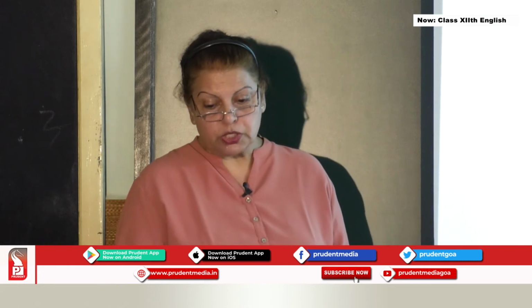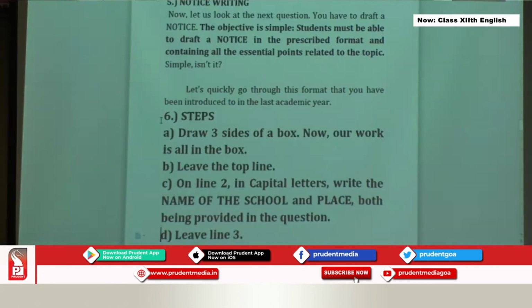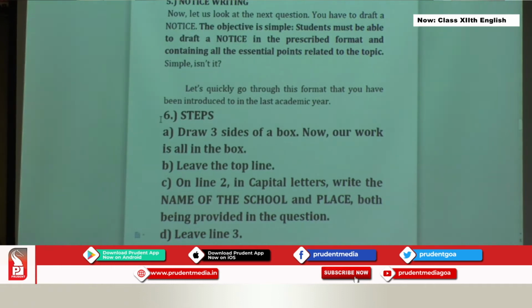Now, shall we proceed to the second question? Now, let's look at the next question. The topic is notice writing or advertisement. First, we'll do notice writing. You have to draft a notice. The objective is simple. Students must be able to draft a notice in the prescribed format and containing all the essential points related to the topic.